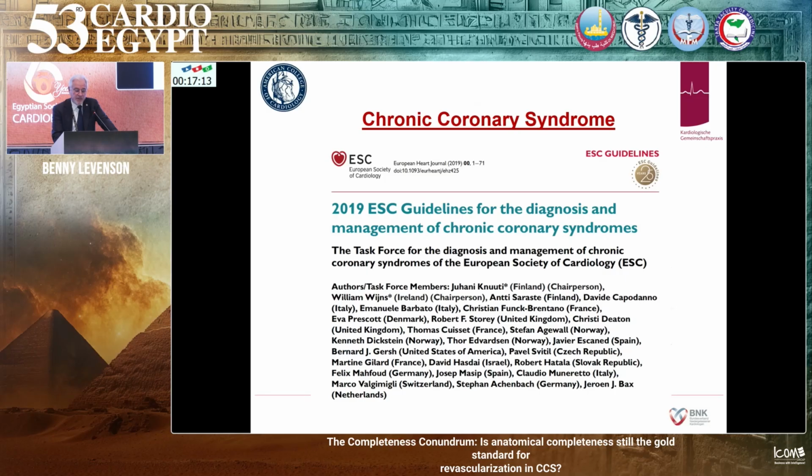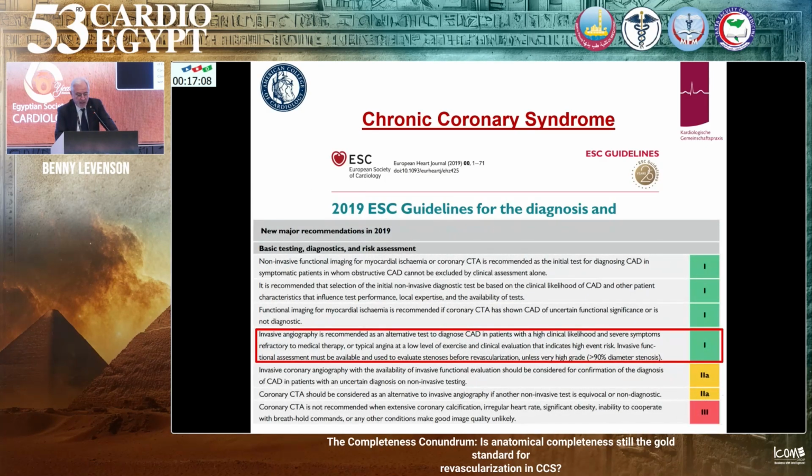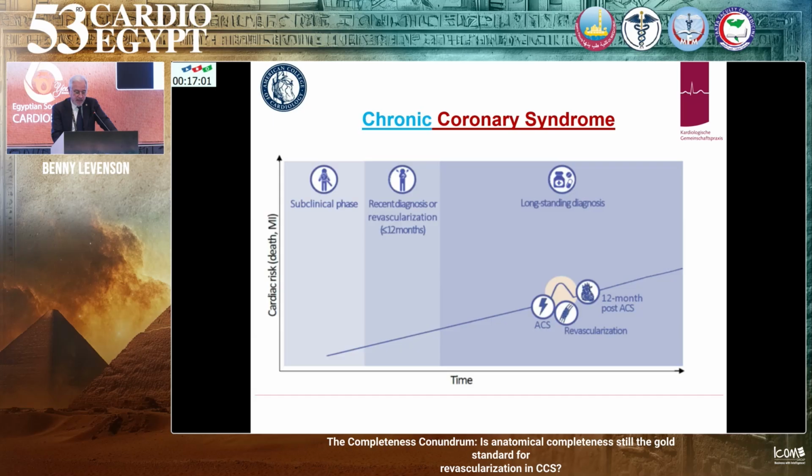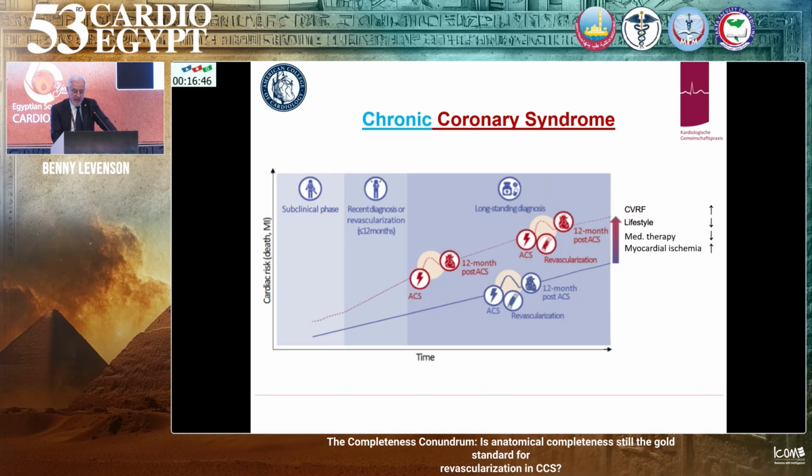This is the guidelines on chronic coronary syndromes from 2019 from the ESC. And they were focusing on invasive angiography as the way to rule in, as we would say today, coronary artery disease. And you're all familiar with these pictures. That's the timeline for chronic coronary syndromes, subclinical phase, recent diagnosis, and then long-standing diagnosis. With acute coronary syndromes, revascularization, 12 months post-ACS. And there are some screws to turn to have a better outcome.